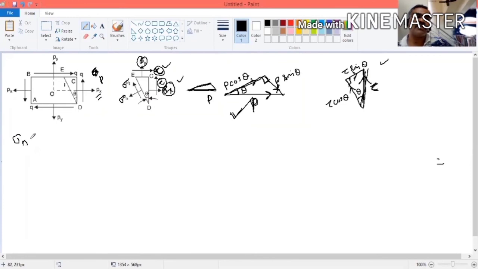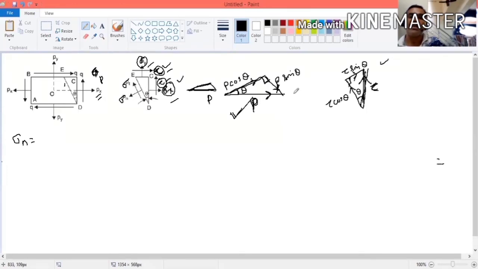Sigma n. What is sigma n? This is a plane. I want to calculate the load or stress perpendicular to the plane. Here we are given sigma x, tau, sigma y. All are stresses, not loads.